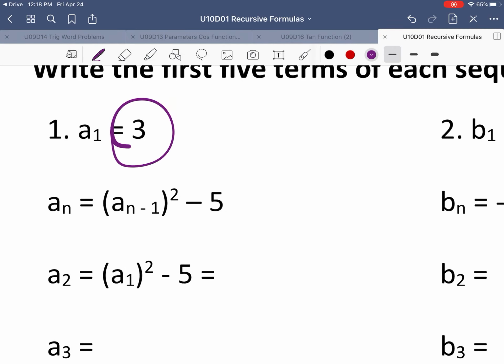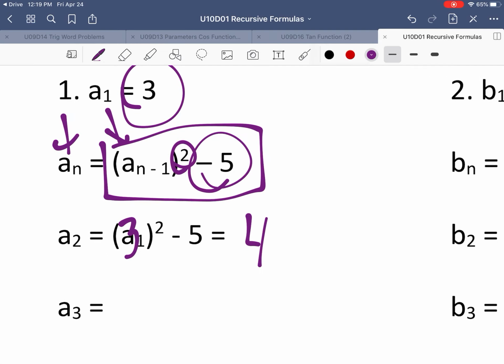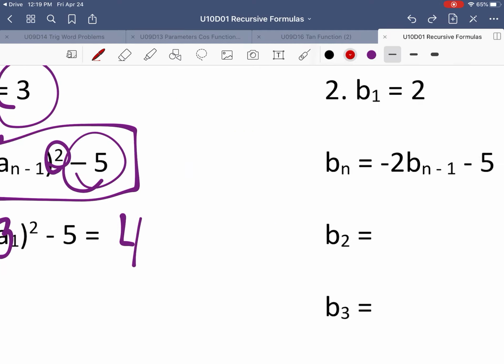I'll take a look at what the rules say. This rule says your first term is 3, and the rule says to find any term, take the previous term, square it, and subtract 5. So for instance, to find the second term, I would use the first term. So the first term was 3. 3 squared is 9, minus 5 is 4. So if I wanted to find the third term, I would have to plug in the second term, which would have been 4, and continue.